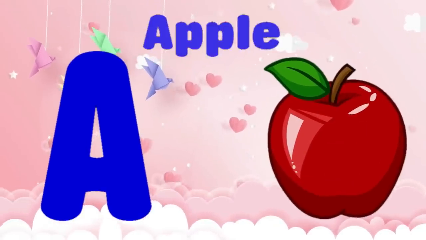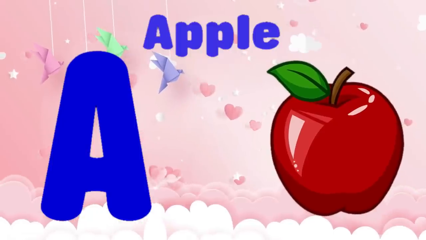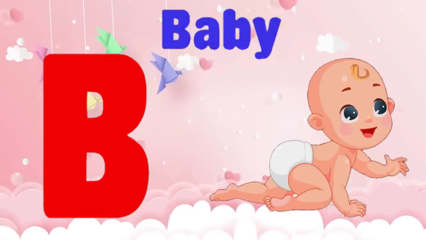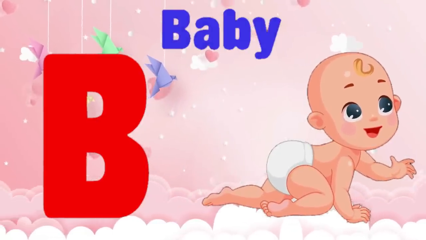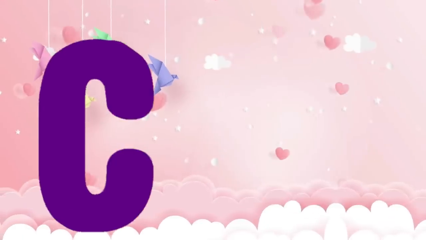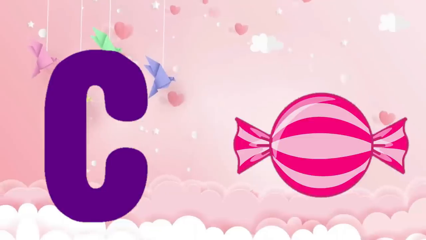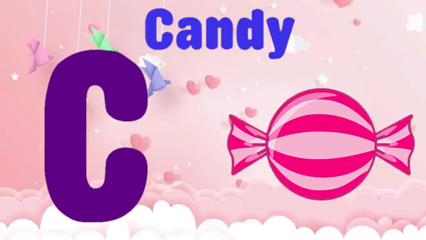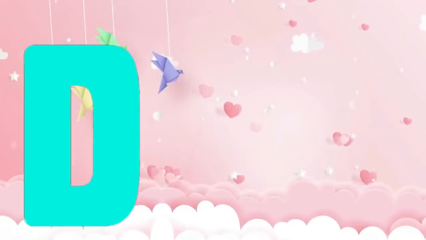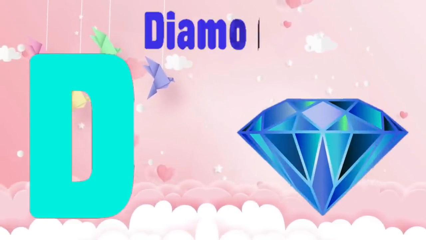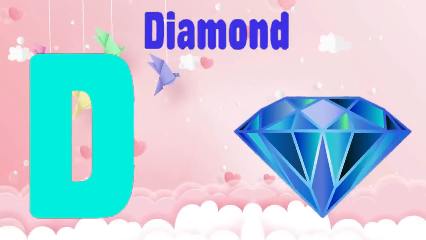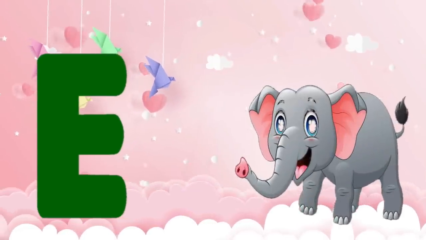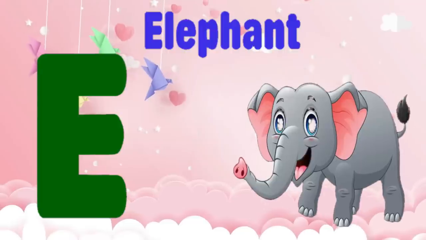A is for apple. Apple. A, apple. B is for baby. Baby. B, baby. C is for candy. Diamond, D, diamond. E is for elephant, elephant.